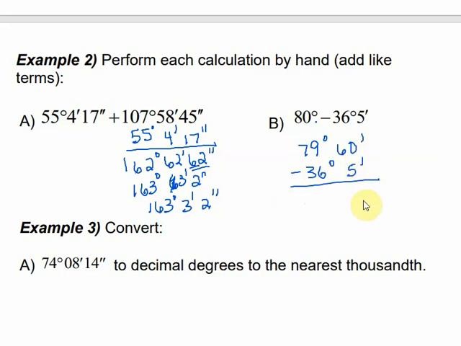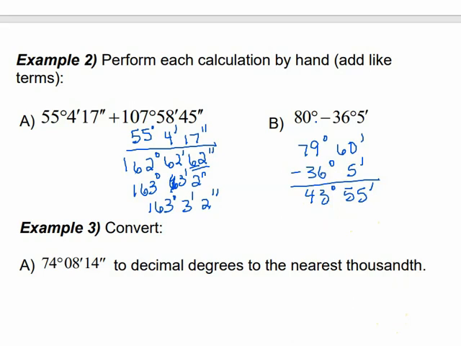If I subtract 5 minutes from 60 minutes, that gives me 55 minutes. And then I'm going to subtract the 36 from 79, and I get 43 degrees. So that's 43 degrees, 55 minutes.